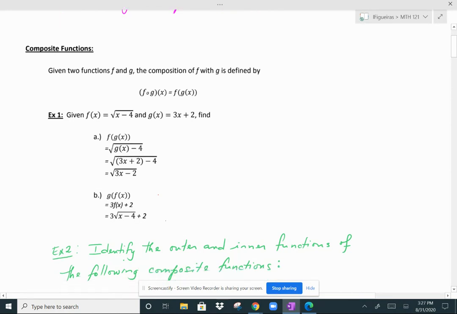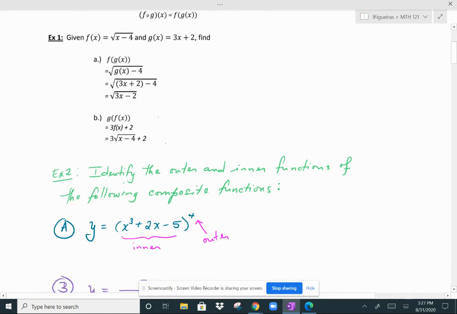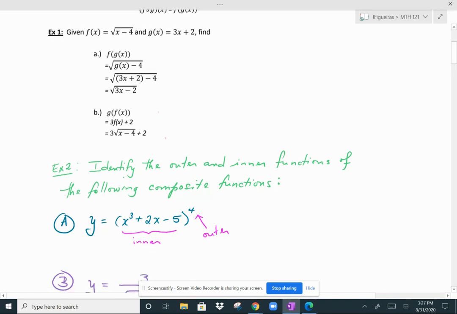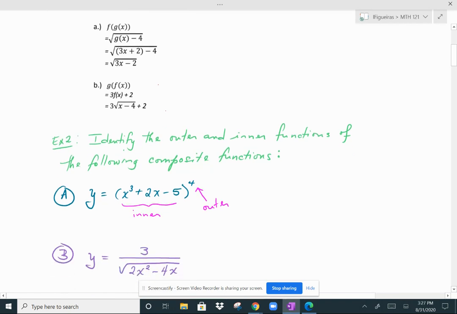All right, so let's continue practicing this type of notation. We want to identify the outer and inner functions of the following composite functions. Now, the inner function will be whatever you evaluate first in terms of the two functions, and the outer function will be whatever you evaluate last. And that will be important when you actually use the chain rule to find the derivative.